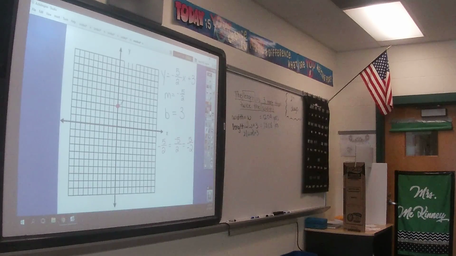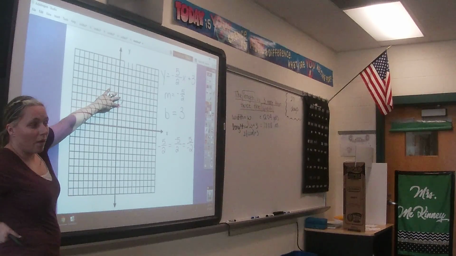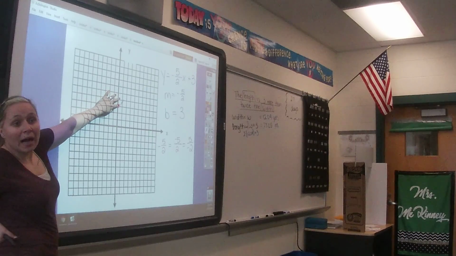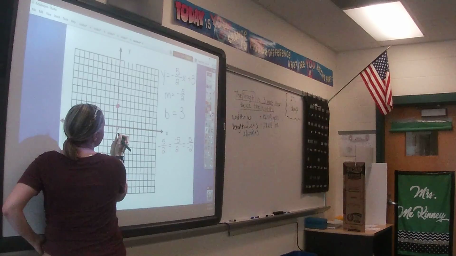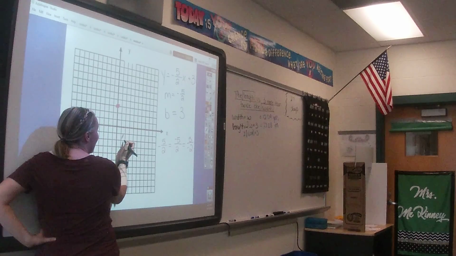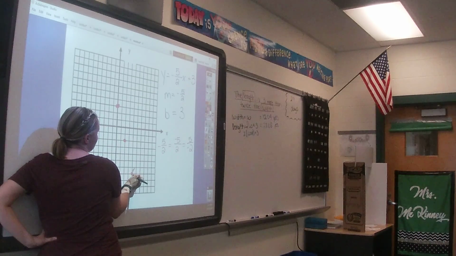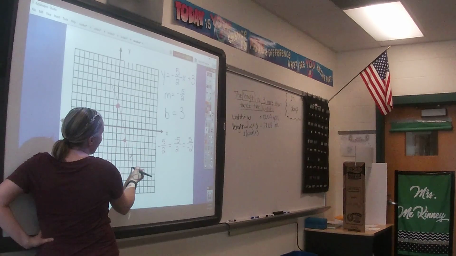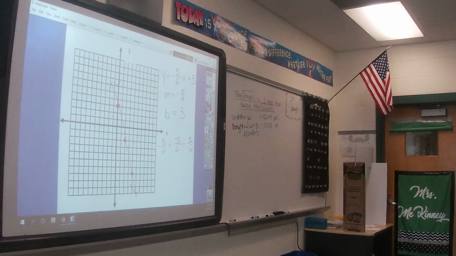Okay, and then from here, how are we going to rise negative 5? We're going to go down 5. Okay, but this is a negative 5, then you go over a positive 2. You can always check because a line with negative slope should always be going downhill.